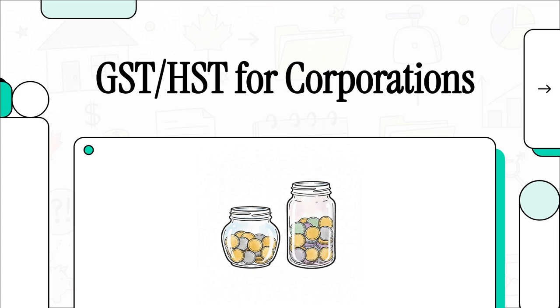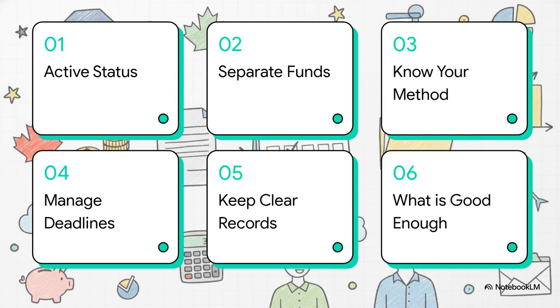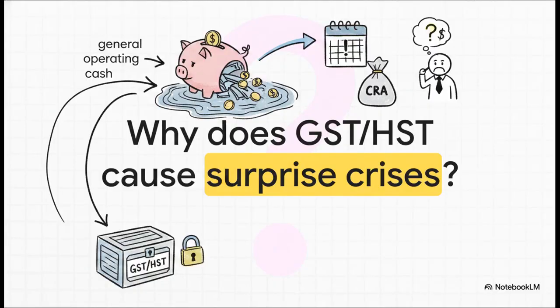By the end of this quick explainer, you're going to have a clear roadmap to keep your GST and HST visible, trackable, and honestly, pretty stress-free. To get there, we're going to use a really straightforward 5-step system. First, knowing your active status. Second, keeping separate funds. Third, knowing your method. Fourth, managing deadlines. And fifth, keeping clear records. After that, we'll look at what good enough actually looks like in practice. Let's get started.